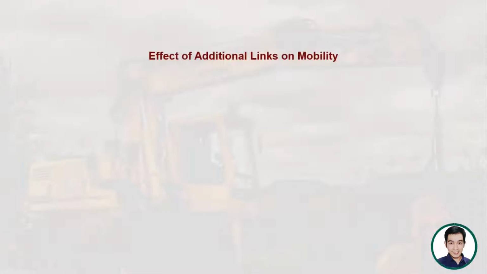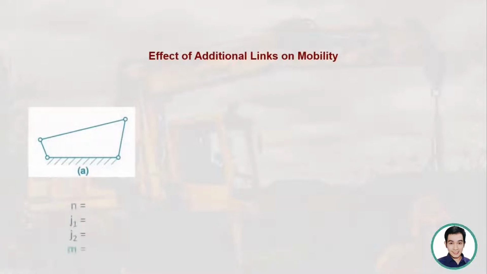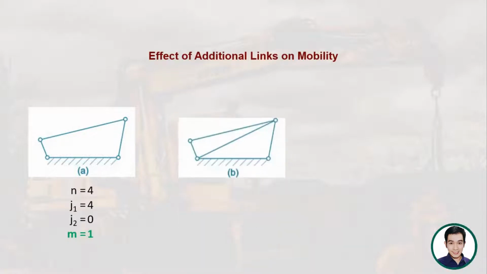The effect of additional links on mobility can be illustrated in this example. You can see here a 4-bar linkage. If you compute the mobility, the number of links is 4, the number of full joints is 4, and the number of half joints is 0. So the mobility is 1 if we use the Grubler modification formula. However, if we add a link to this 4-bar linkage, as you can see here, we added a diagonal link, we can find that there are actually two double lower pair joints.